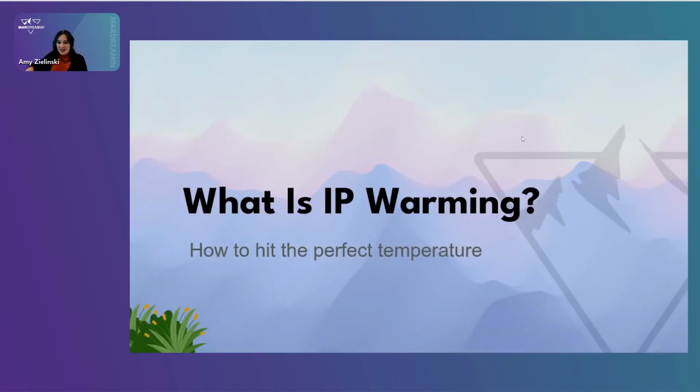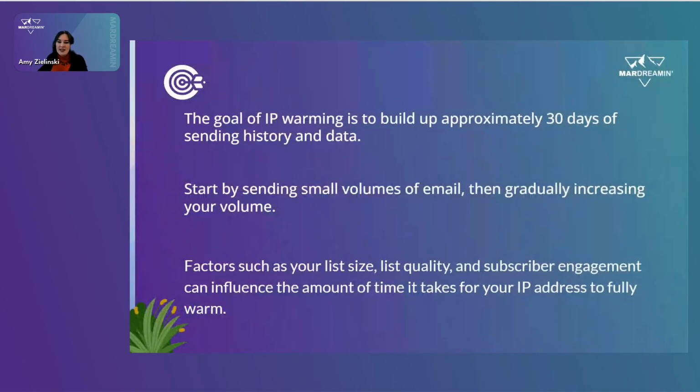First question, what is IP warming? So the goal of IP warming is really to build up 30 days of sending history and data. We do this so that we do not seem foreign or spammy when we are sending our emails out of our account to our total segmented audience later on. We want to start by sending small volumes of email and gradually increasing this volume over time.